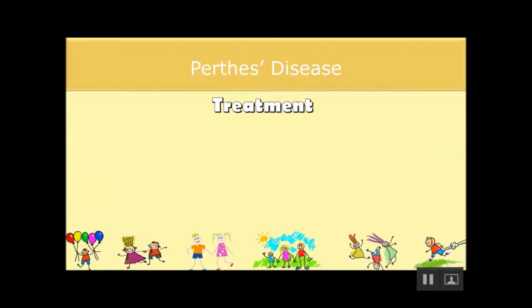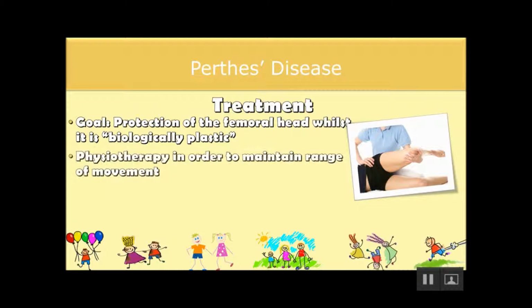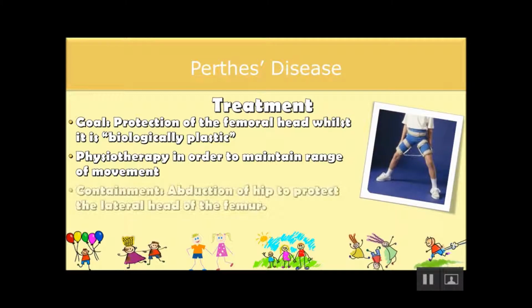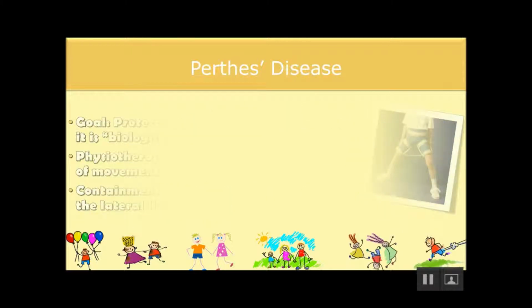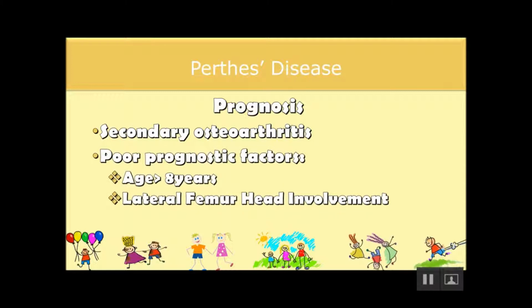Treatment is controversial, but is aimed at protecting the femoral head whilst it is biologically plastic. Range of movement needs to be maintained for cartilage nutrition, and this is helped by physiotherapy. Containment is required, which involves abduction of the hip to protect the anterolateral femoral head. In terms of prognosis, 40% of patients develop secondary osteoarthritis after 50 years of age. Poor prognostic factors include age being more than 8 years. This is due to less remodeling taking place. Another factor is lateral femoral head involvement. This results in a flat femoral head.